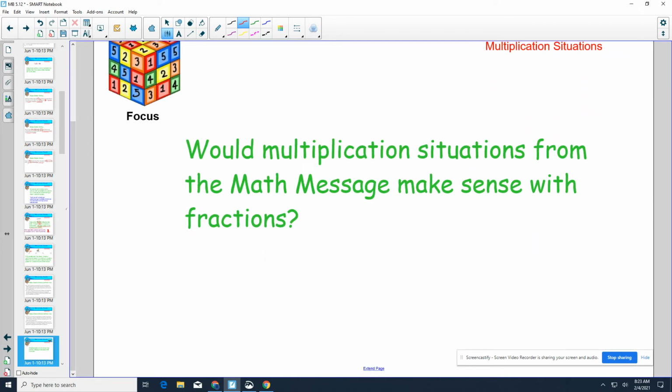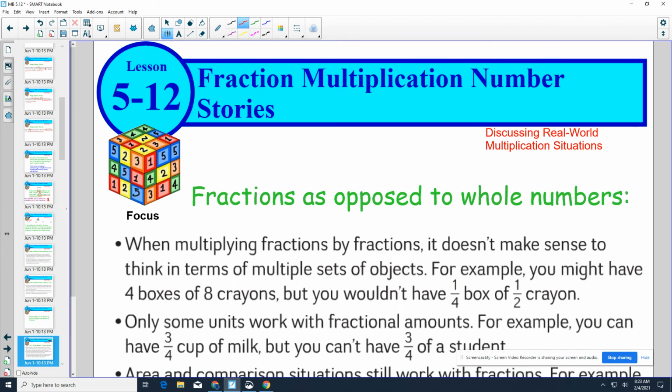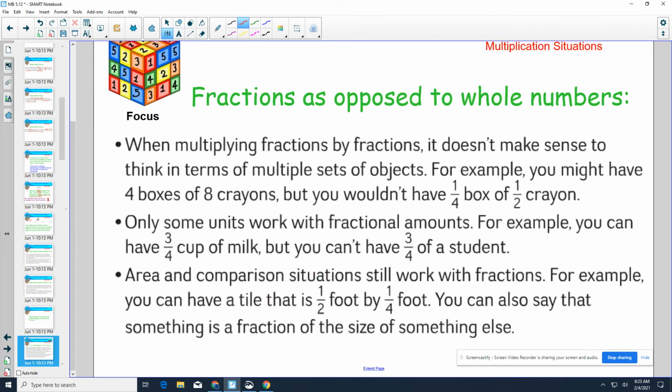Would multiplication situations from the math message make sense with fractions? So let's see. When multiplying fractions by fractions, it doesn't make sense to think in terms of multiple sets of objects. For example, you might have 4 boxes of 8 crayons, but you wouldn't have 1/4 of a half a crayon, 1/4 box of half a crayon. Only some units work with fractional amounts. For example, you can have 3/4 cup of milk, but you can't have 3/4 of a student.